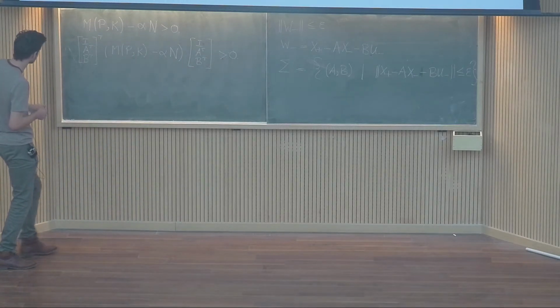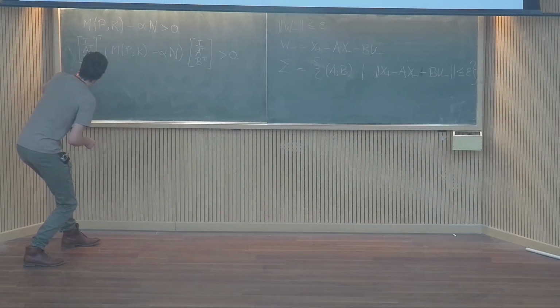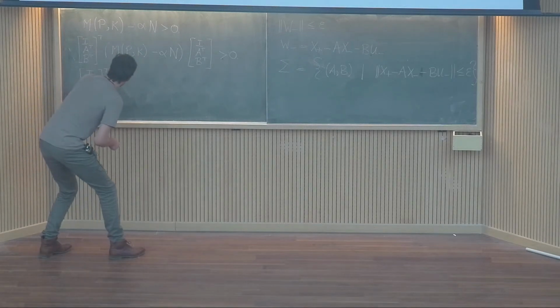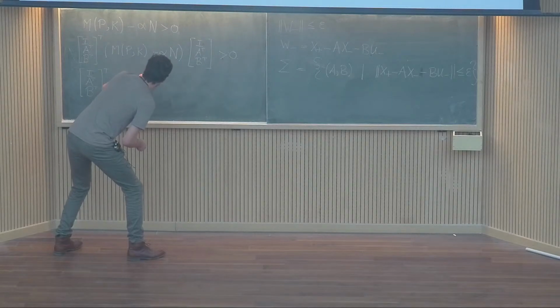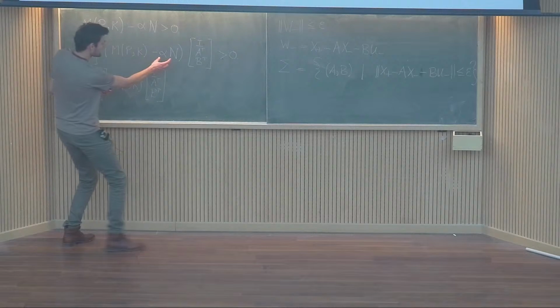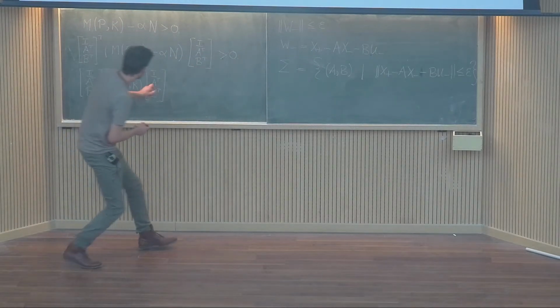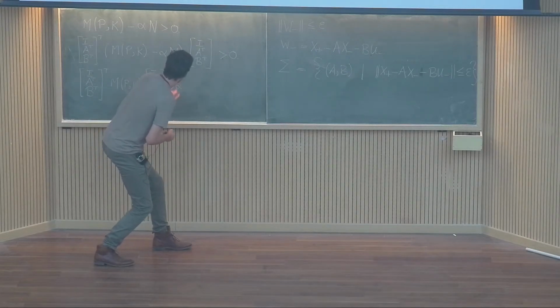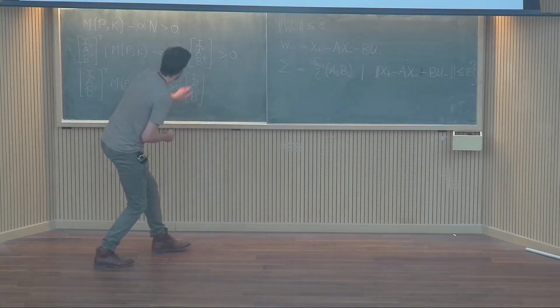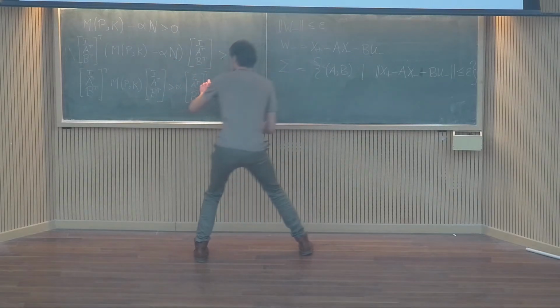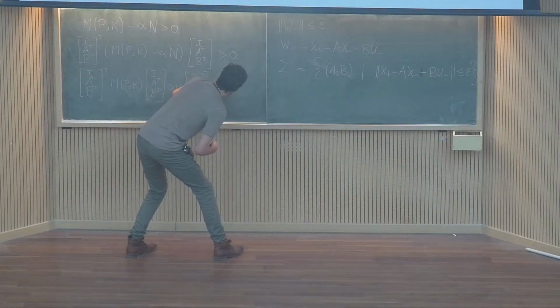Okay, let's work this out. So the first term, I get identity A transpose B transpose times this matrix M of P and K. And then I still have the right-hand side, identity A transpose B transpose. And then now I take this second term to the right. Okay, so this becomes larger than alpha times identity A transpose B transpose times the matrix N over here times identity A transpose B transpose. Right?